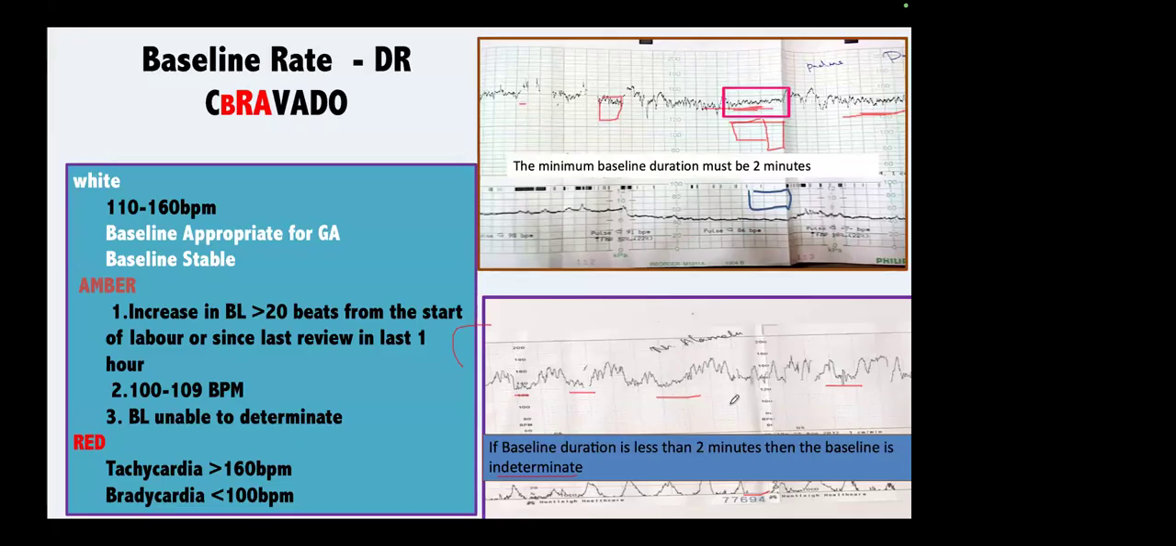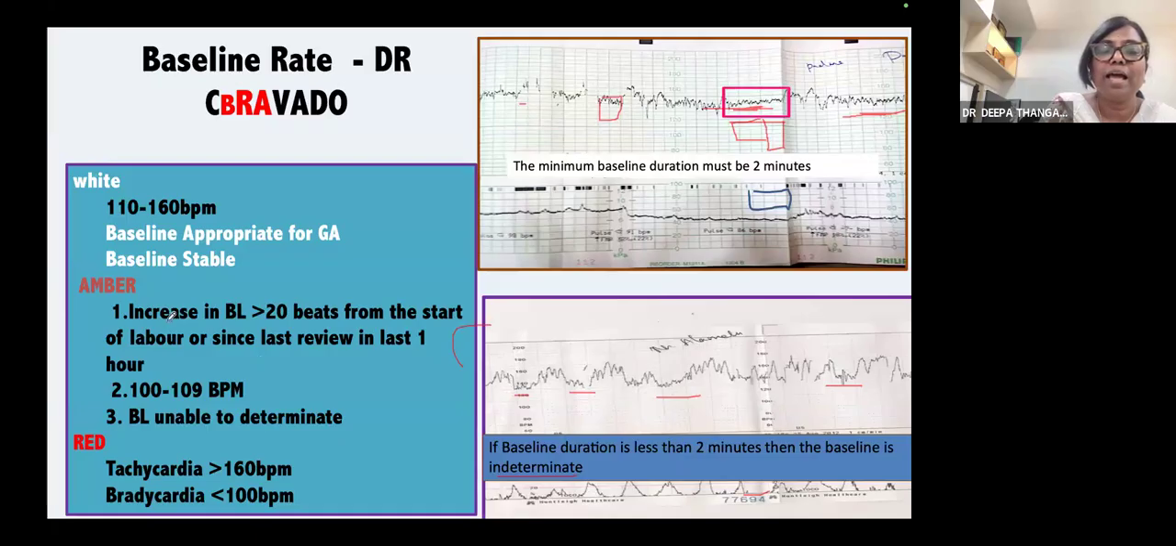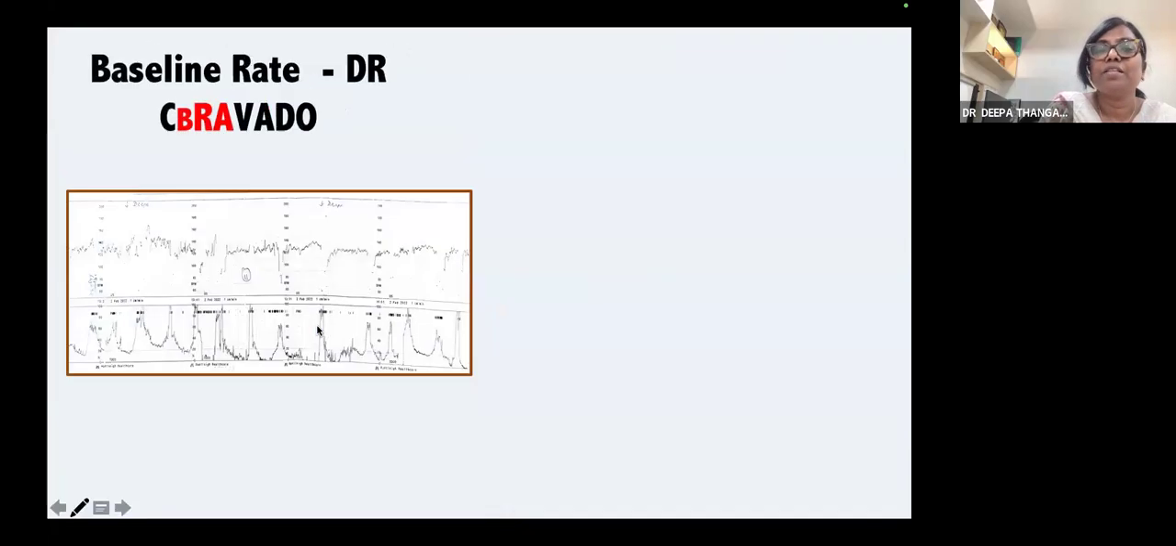Fine. This comes under the amber color. Amber means it's a suspicious CTG. So this comes under baseline unable to determine. So come to this.